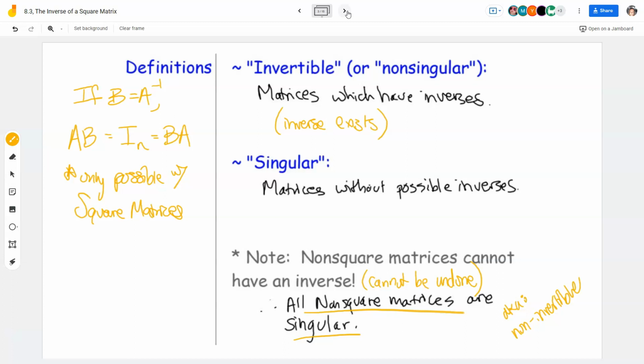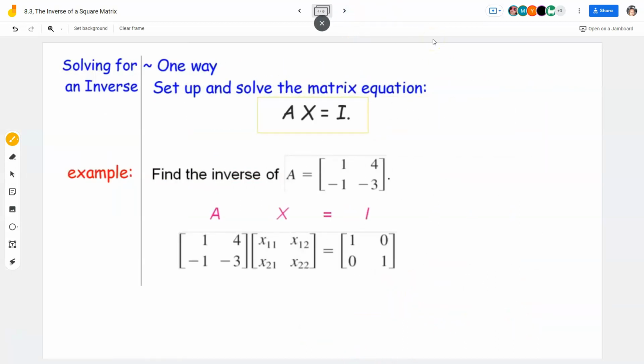Vocab: invertible or non-singular versus singular. Singular matrices are the ones that don't have inverses, which include all non-square matrices, but also maybe some other ones as well. Here is one way to solve for the inverse.